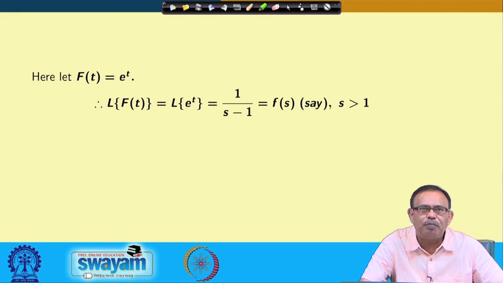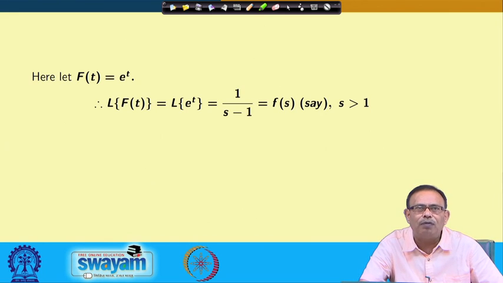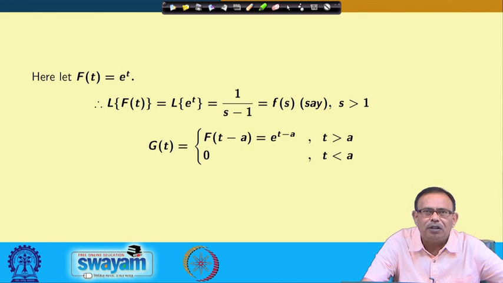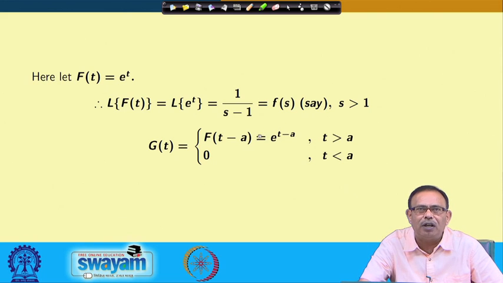Now we are assuming that f t is equal to e power t. Once f t is e power t, the Laplace transform of f t, that is the Laplace transform of e power t, which is known to us, equals 1 by s minus 1, which is F s, where s is greater than 1. Now, we are assuming g t equals f of t minus a. Your g t will be e power t minus a for t greater than a and 0 for t less than a.